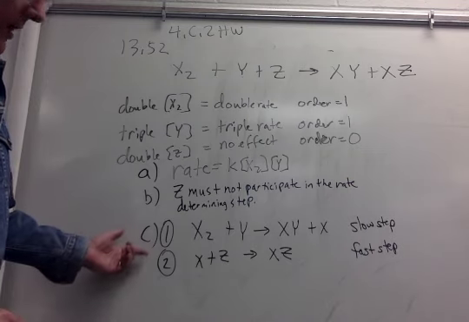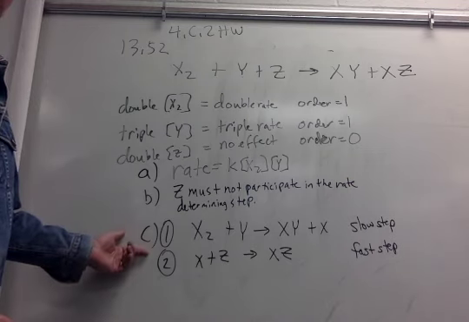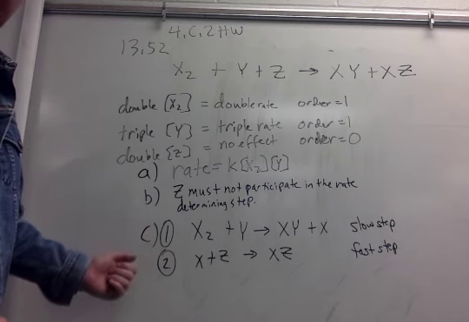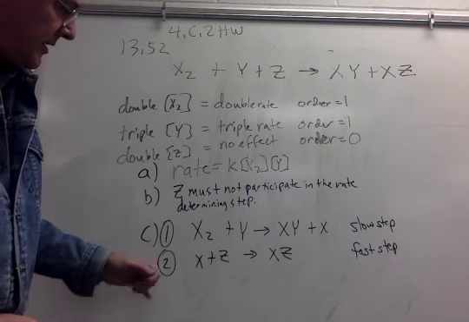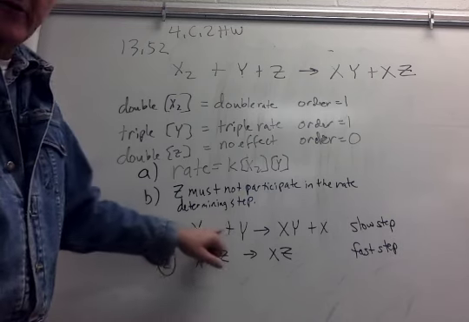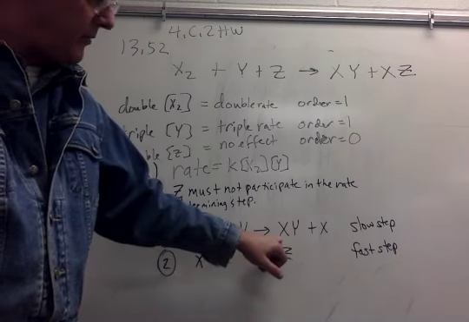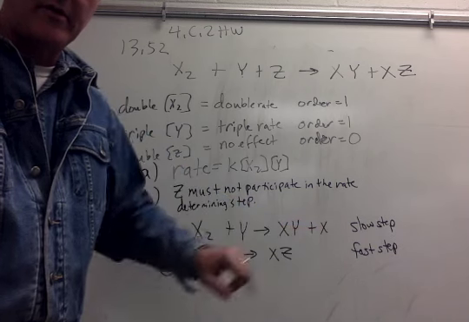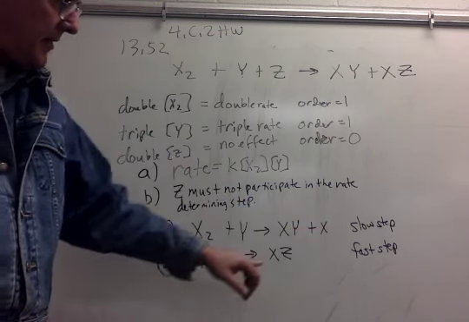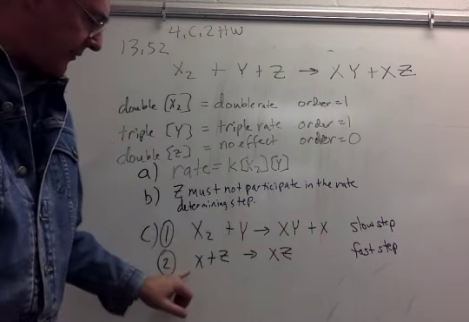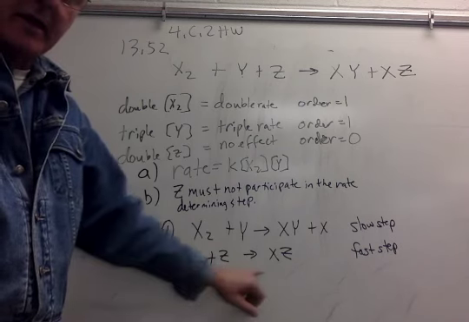So then in letter C, they ask us to propose a mechanism. So I went simple and proposed a two-step mechanism. X2 collides with a Y, knocking off one of the X's to form XY plus X. And then the intermediate X collides with Z to make XZ.